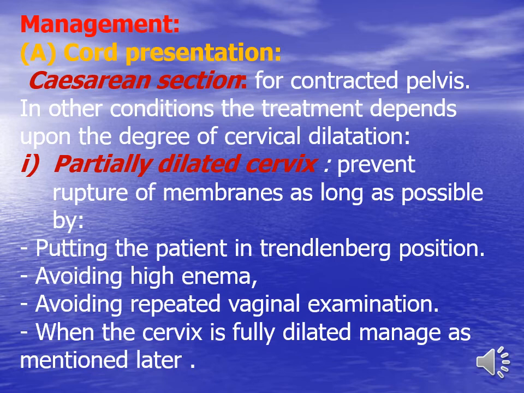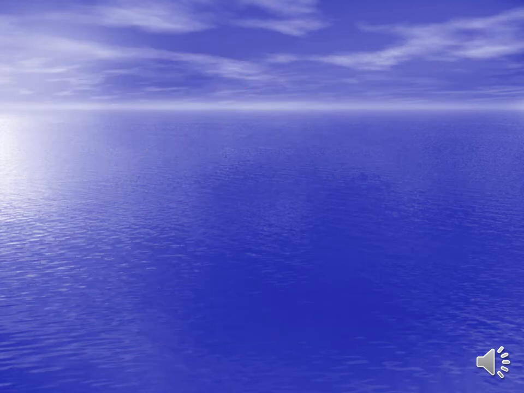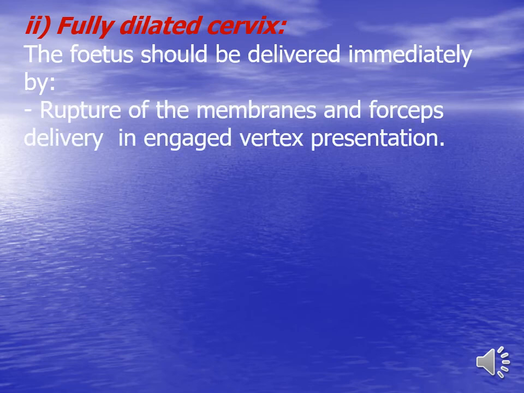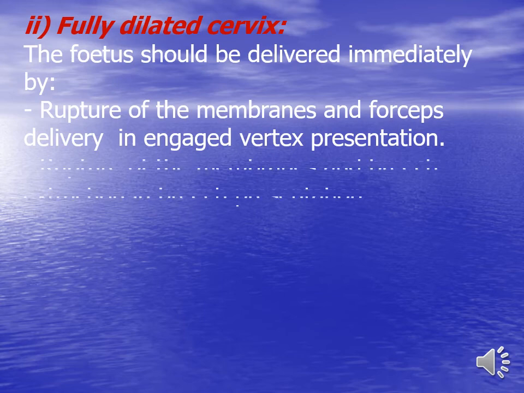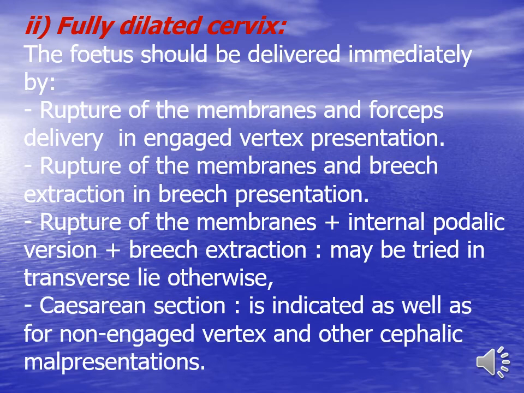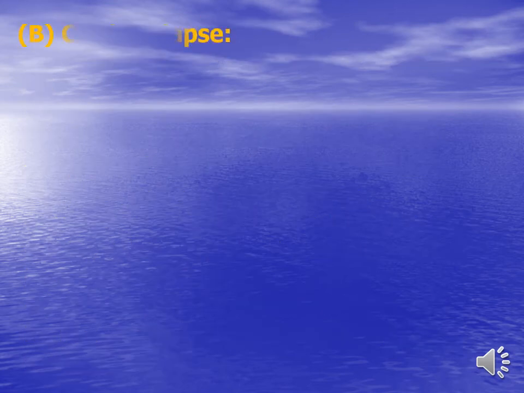When the cervix is fully dilated, manage as follows. The fetus should be delivered immediately by rupture of membranes and forceps delivery in engaged vertex presentation, and rupture of membranes and breech extraction in breech presentation. Rupture of membranes, internal podalic version, and breech extraction may be tried in transverse lie. Otherwise, caesarean section is indicated, as well as for non-engaged vertex and other cephalic malpresentations.